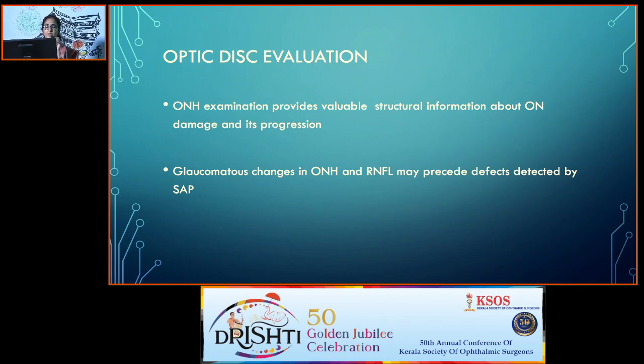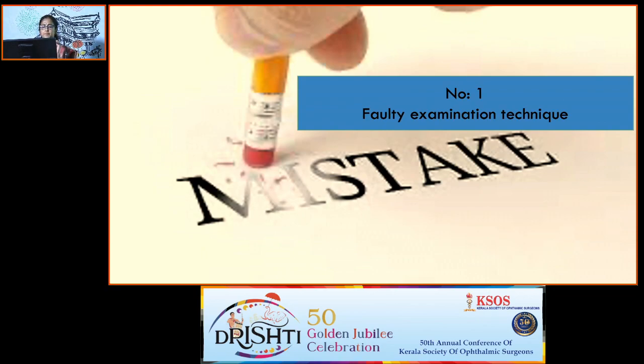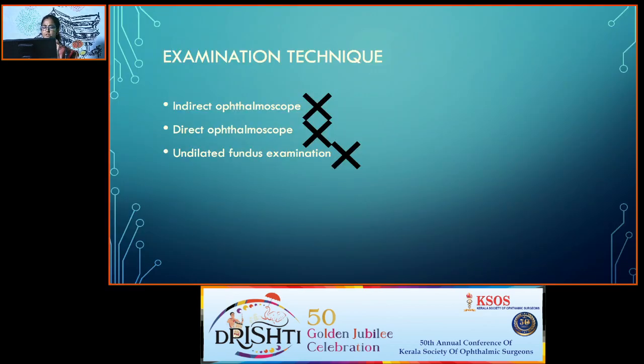Optic disc evaluation provides valuable structural information about the optic nerve damage and its progression. And glaucomatous changes, as you know, in the optic nerve head and RNFL may precede defects detected by standard automated perimetry. So we'll go through the mistakes one by one. Mistake number one, faulty examination techniques.